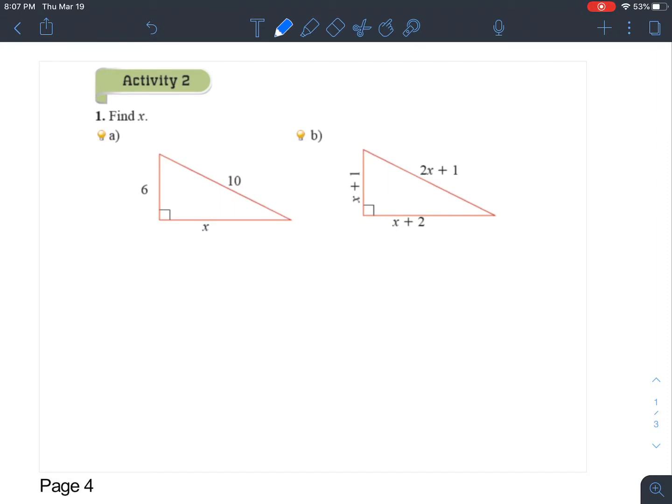Okay, in these two problems, I want you to try it on your own. Pause the video, and when you are done, start the video again and I'll show you how to solve them.